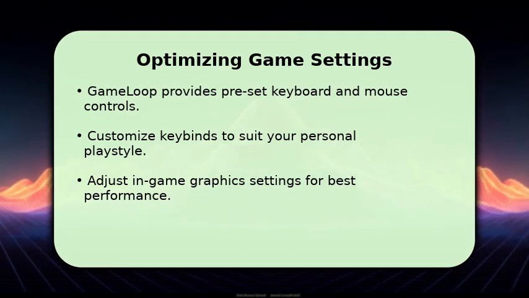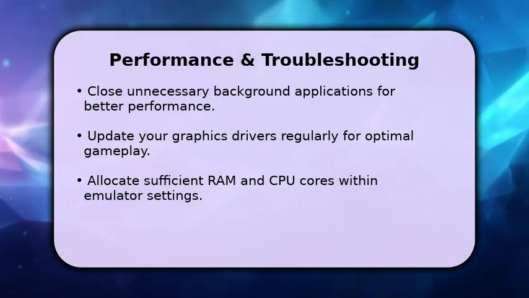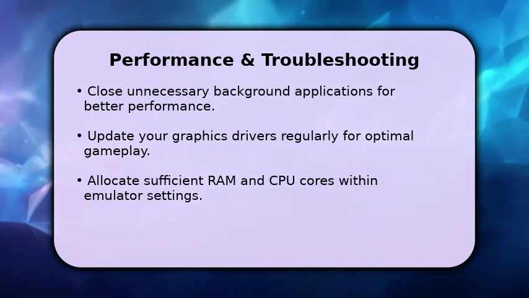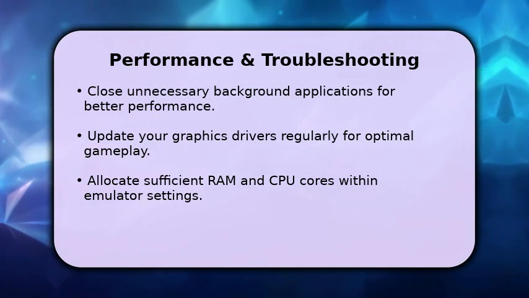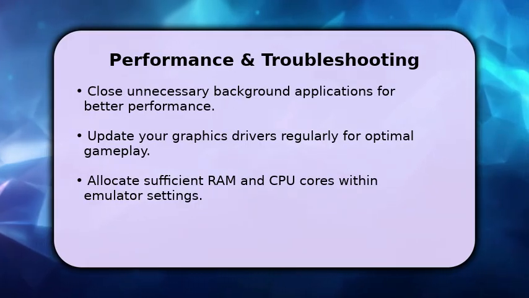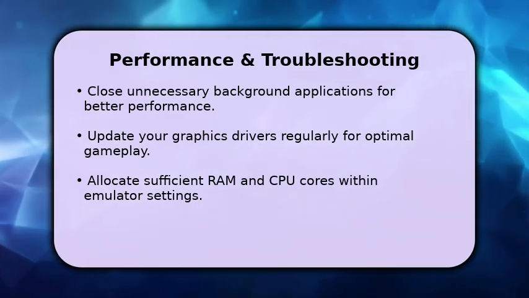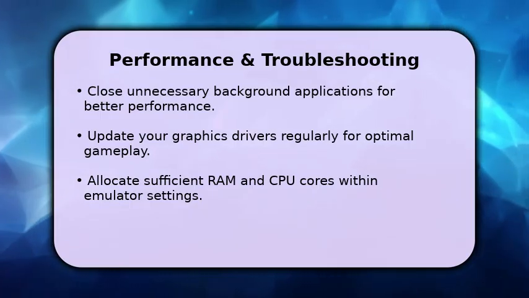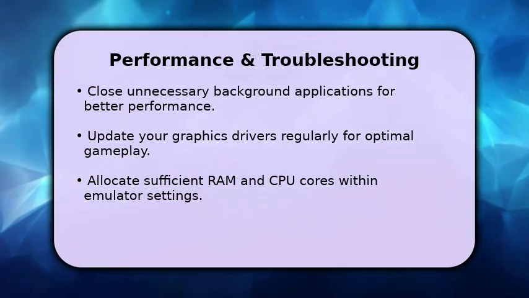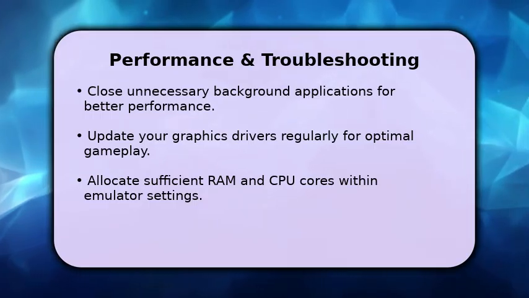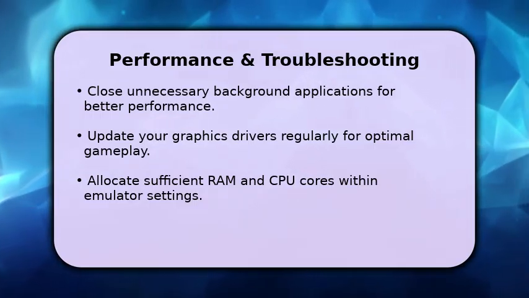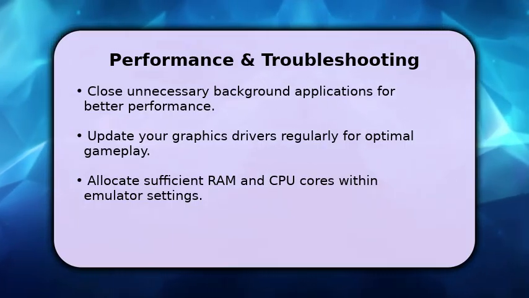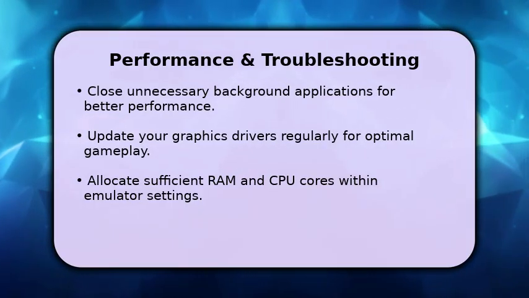For the best possible performance, always close any unnecessary background applications running on your computer. Regularly updating your graphics drivers is also crucial, as this can significantly improve game stability and frame rates. Within Game Loop settings, you can allocate more RAM and CPU cores to the emulator, which can boost performance. If you encounter any minor issues, a simple restart of Game Loop or your entire computer often resolves them.